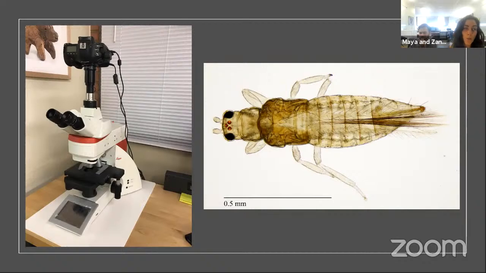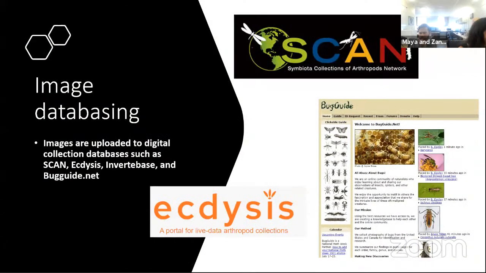So which databases do we use? These are the databases. BugGuide is great for identifying insects. We upload the insects into BugGuide and get them identified, sometimes to species, sometimes to higher taxa. It also holds a database of the various locations that we work with, like Walnut Canyon, which Zane will get into in a second. We also use ECDysis and SCAN, and those are the other databases that we use. Zane will talk about some of the partners that we work with.